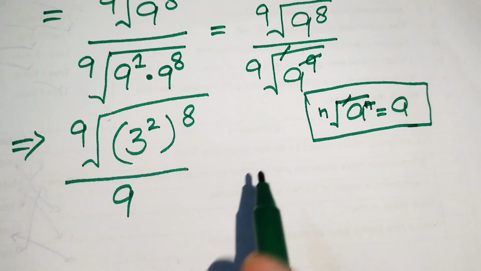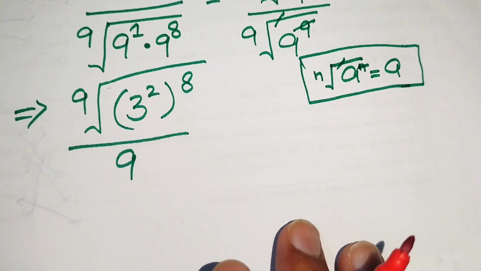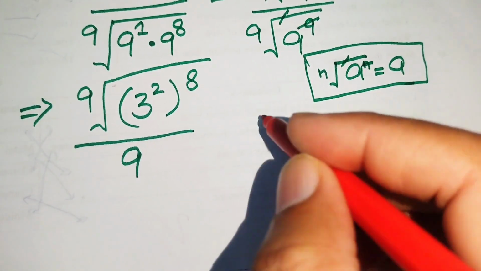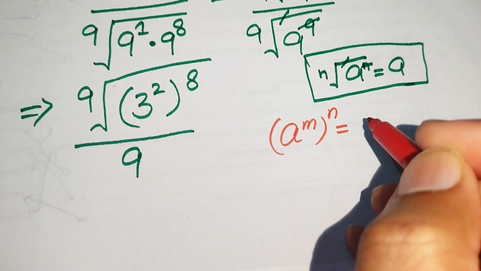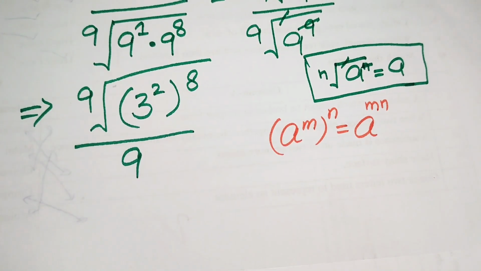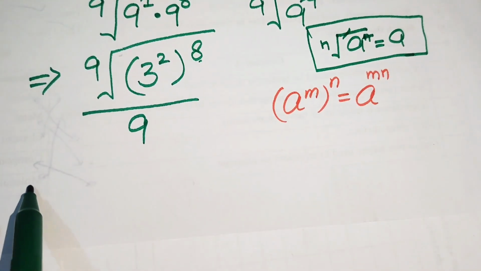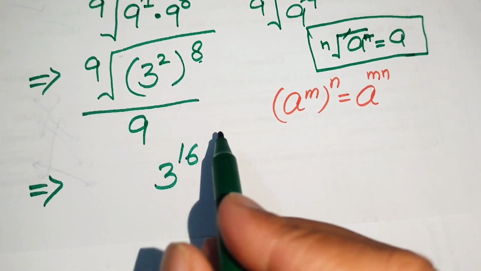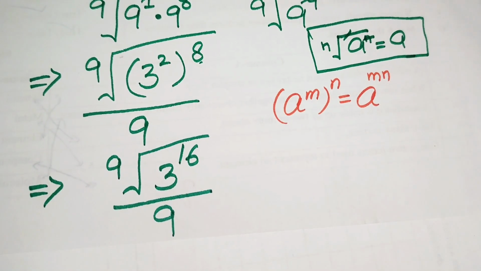And now in the next step here we again use another exponential law, because I explain this problem step by step, and we use all the properties of exponent. So after that we know this property of exponent. If you have a to the power of m to the power of n, it is equal to a to the power of m times n. So now we use this nice property on this term. We multiply this 2 by 8, and we know that 2 times 8 is equal to 16, so we get 3 to the power of 16, and its ninth root, and it is divided by 9.